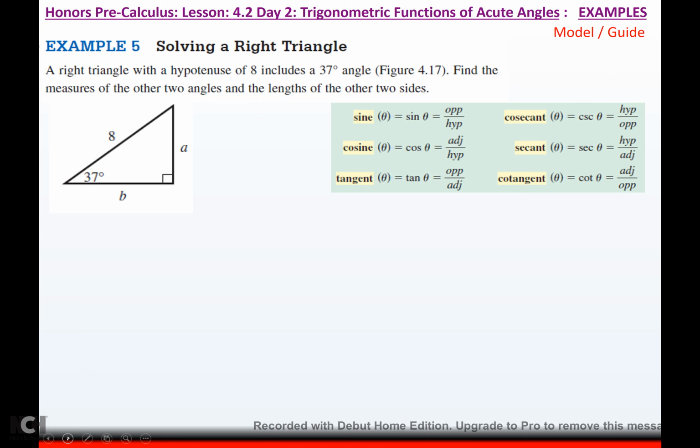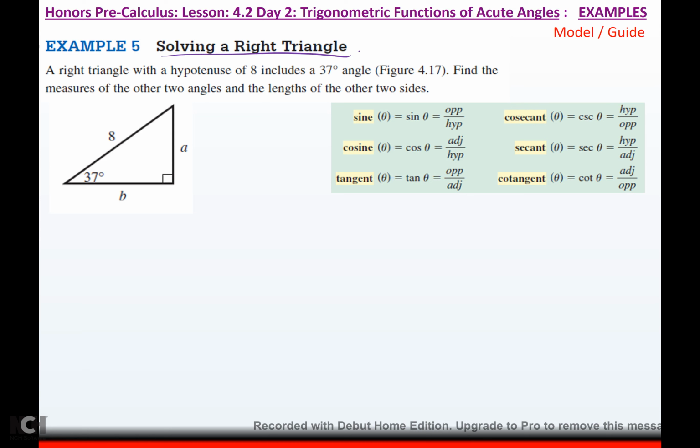Alright, solving a right triangle. It says a right triangle with a hypotenuse of 8 inches and a 37-degree angle. Find the measure of the 2 other angles and the length of the other 2 sides.